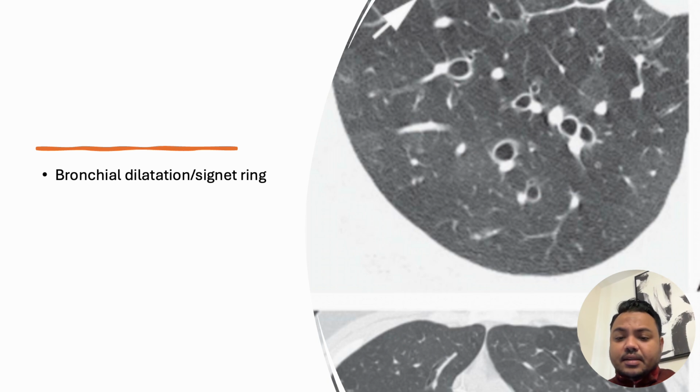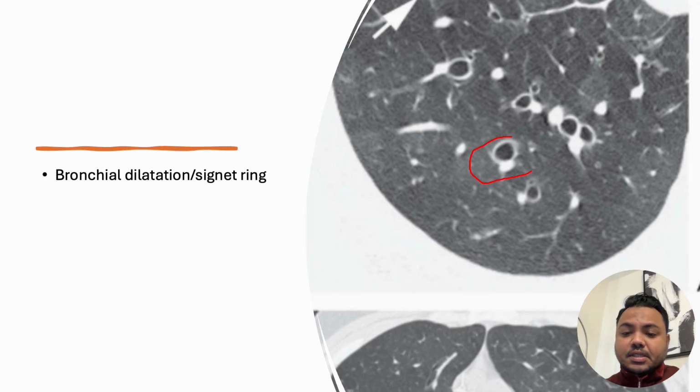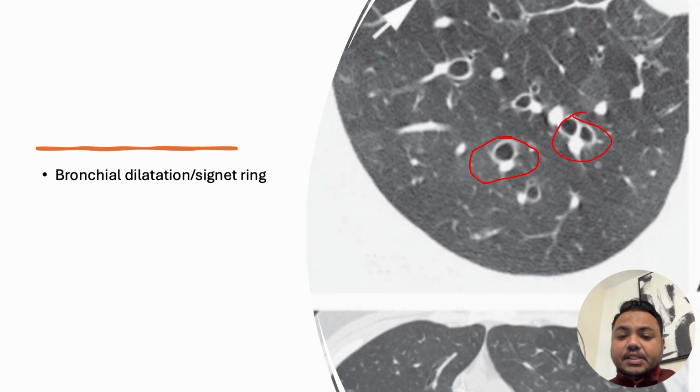Again, another slide. This is a classic one. So you can see the bronchus is dilated and more so than the adjacent vessel, and it just looks like a signet ring. We will move into additional features where you can see that because of this dilated bronchus due to ongoing infection or inflammation, the bronchus is dilated and filled with mucus and fluid.